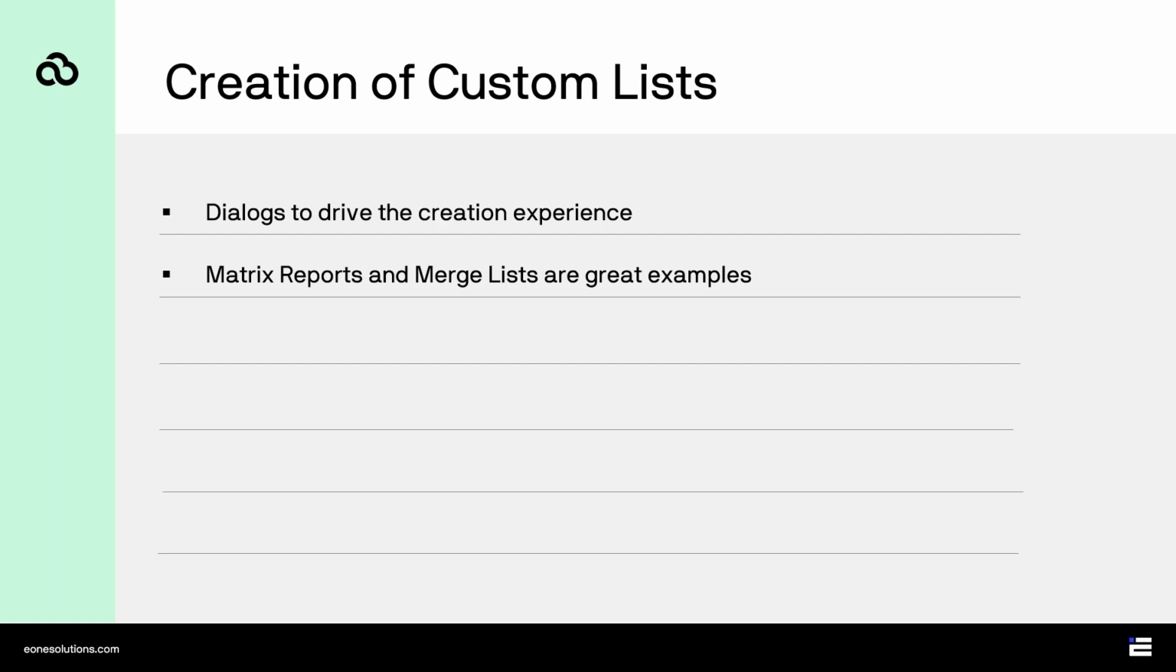They can be a lot of clicks to get to them, and I think there's a lot of learning that people have done. So one of the things we've done is to help with this experience. We've created some wizards, if you will, or dialogs to help you in the creation of those lists. And so, like I just highlighted here, matrix reports and merge lists are really great examples of ones that are a little more complex. And I want to show you just one example of a wizard that makes this a lot easier.